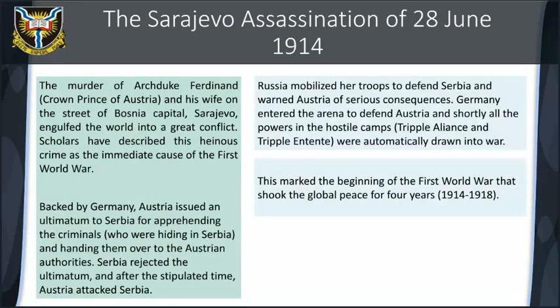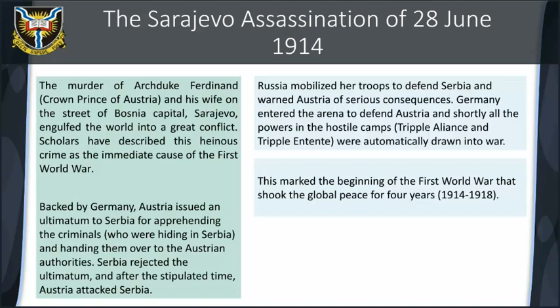The Sarajevo assassination of 28 June 1914. The murder of Archduke Ferdinand, Crown Prince of Austria, and his wife on the streets of Bosnia's capital, Sarajevo, engulfed the world in a great conflict. Scholars have described this heinous crime as the immediate cause of the First World War. Backed by Germany, Austria issued an ultimatum to Serbia for apprehending the criminals who were hiding in Serbia and handing them over to the Austrian authorities.